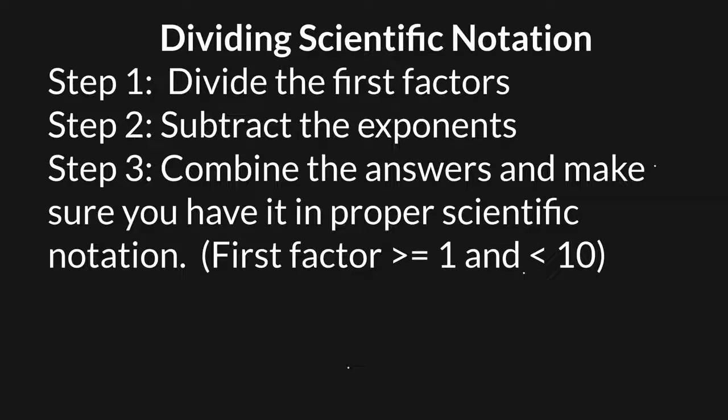So here are the basic rules for dividing scientific notation. You need to divide the first factors and subtract the exponents. Again, the result is still on that power of 10. Combine those two answers to make sure you have the proper scientific notation. Make sure that first factor is greater than or equal to 1, but less than 10.